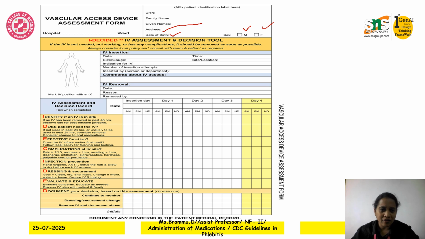Then you have the IV insertion details, that is on which date we have done it, at what time, what is the site of the IV insertion, what size of the cannula we have inserted, what was the need for inserting the IV line, and the number of attempts, whether it is a single attempt or double attempt or might be n number of attempts, and the reason for the number of attempts inserted by the person.